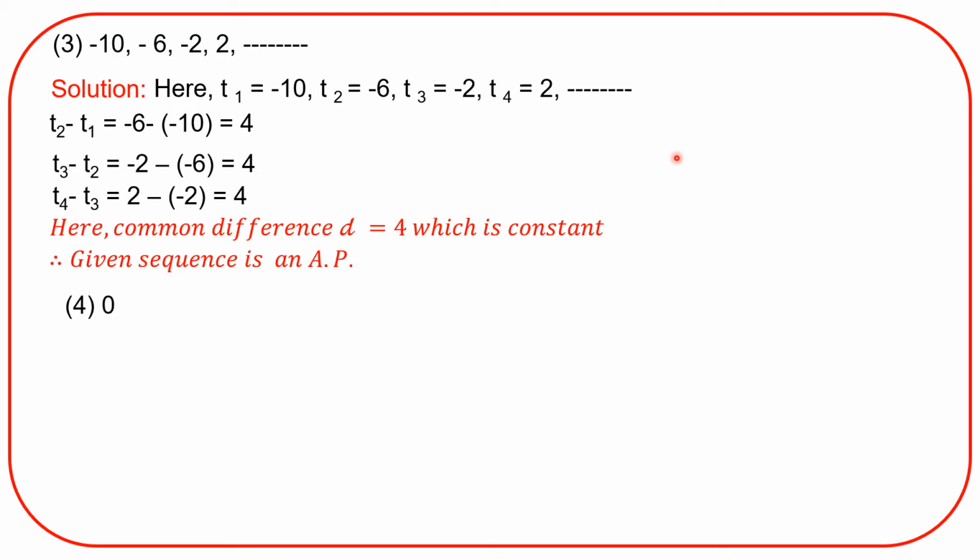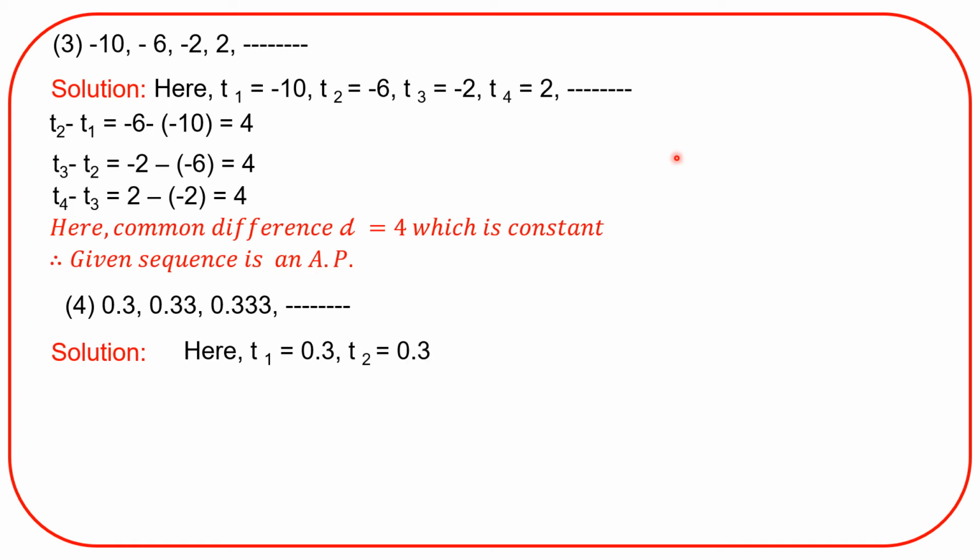Fourth example: 0.3, 0.33, 0.333, and so on. Solution. Here T1 is equal to 0.3, T2 is equal to 0.33, T3 is equal to 0.333, and so on.